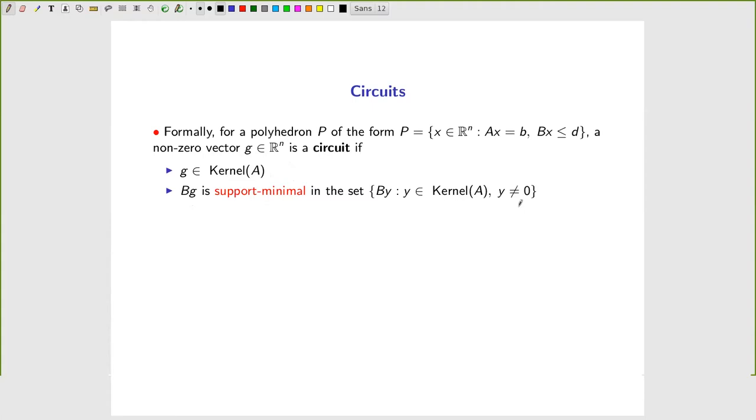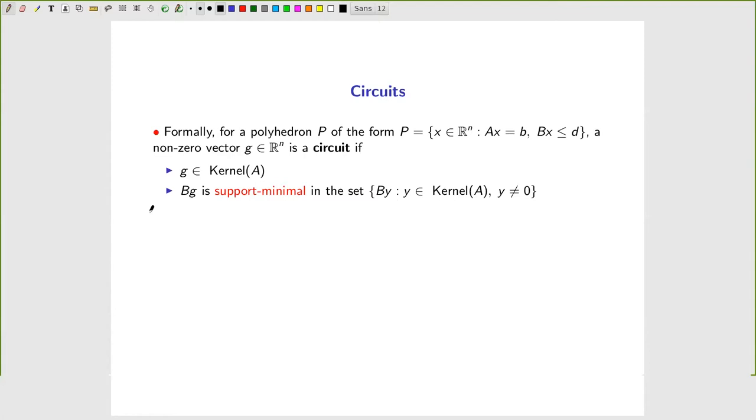So I would like to take all vectors that are in the kernel and such that if I look at how they behave with respect to B, they give me a vector that is support minimal. Support minimal really means I look at the elements that are non-zero, and there should not be another vector whose support is strictly smaller than this one.